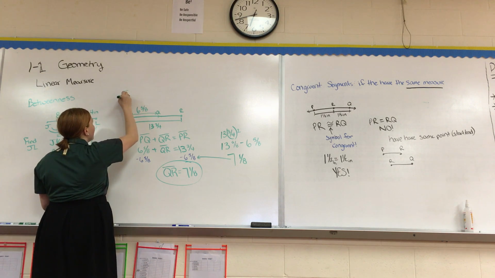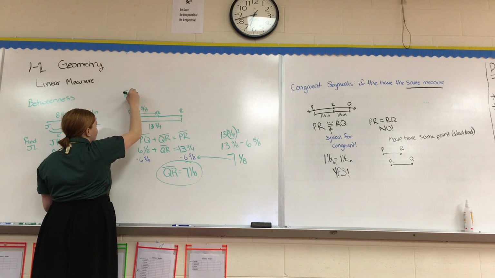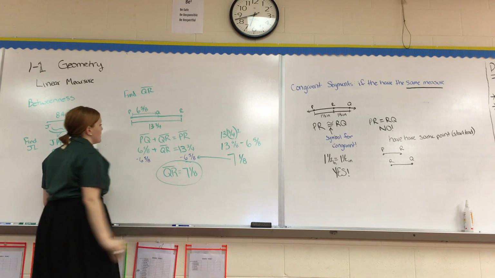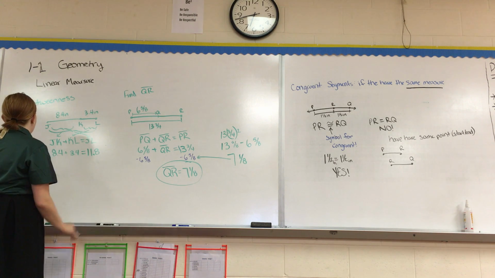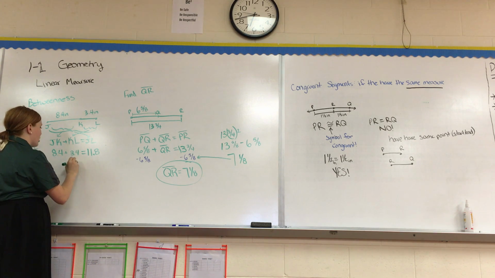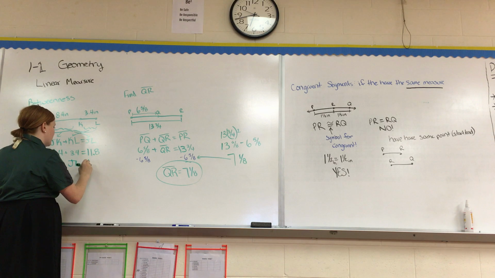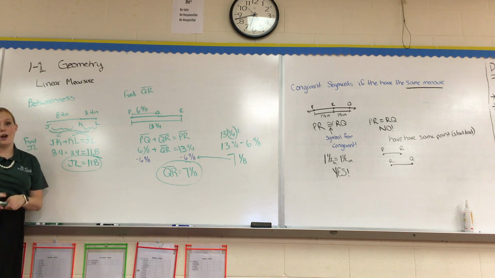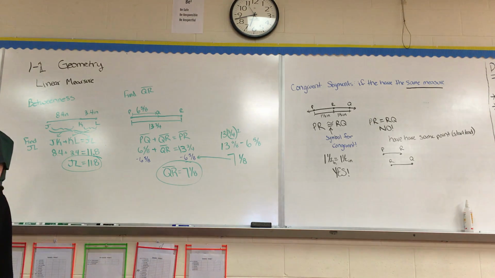The question would have been find QR. Just so you guys know. That's our answer. It's always nice to circle your answer. So this one, I would want JL equals 11.8. Circle it. I want you guys to show your work like this. This is for a reason. So, do you guys get this?